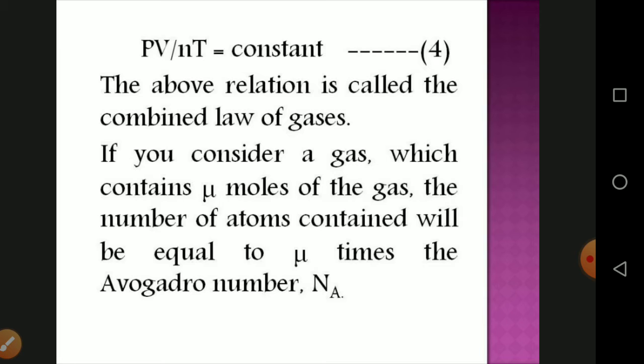If we consider a gas which contains mu, that means the number of moles of the gas, the number of atoms contained will be equal to mu times the Avogadro number, Na. So already we discussed the Avogadro number, 6.023 x 10^23 per mole. So N is equal to mu Na. Mu is the moles of gas, that means 1 mole of gas into the Avogadro number.